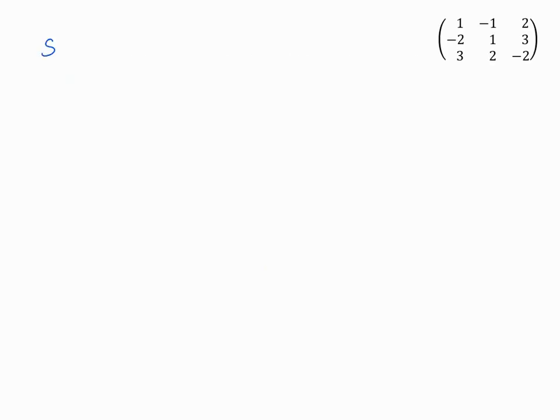Now we find S2. What is S2? S2 is the sum of the minors with respect to the diagonal numbers. So first I find the minor matrix of the first diagonal number. We get 1, 3, 2, negative 3. Similarly, for the second number, you get 1, 2, 3, negative 3. For the third number, you get 1, negative 1, negative 2, 1.